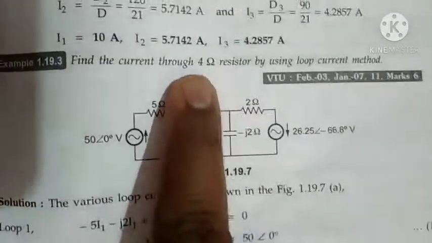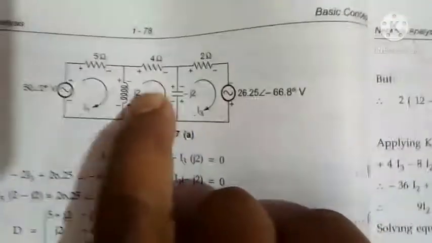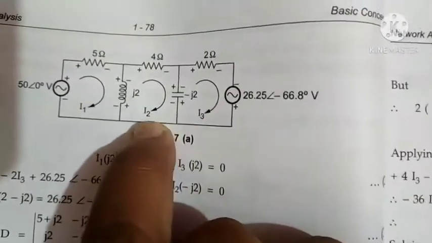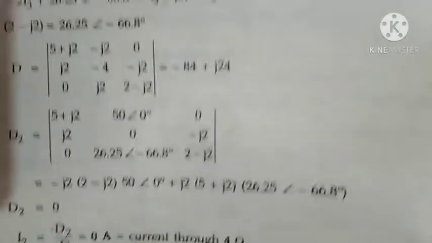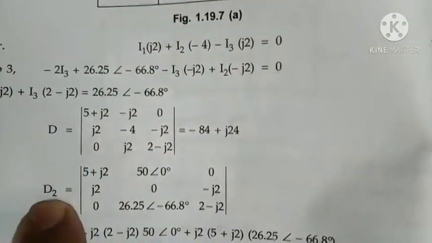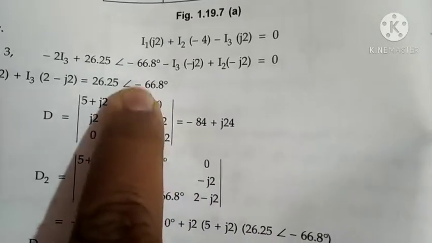They have asked for the current through the 4 ohm resistance. So what is the current through the 4 ohm resistance in the given question? It is only I2, so I2 is enough for me. In order to calculate I2, I will take D2. D2 means I replace the second column by the constants.